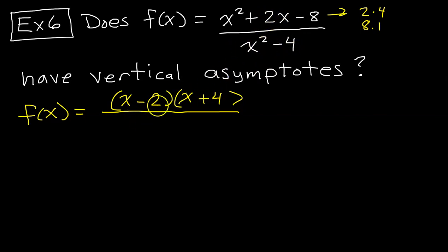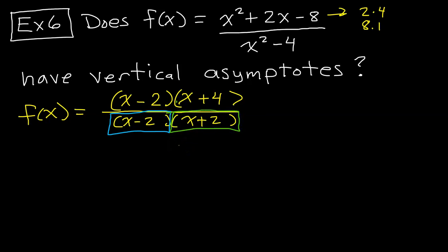Of course, the denominator is going to factor as the difference of 2 squares. So that's going to be x minus 2 times x plus 2. All right, so vertical asymptotes are going to come from the denominator. So the two factors I should be looking at are the x minus 2, and I should also be looking at the x plus 2 very carefully. The x minus 2 and the x plus 2.